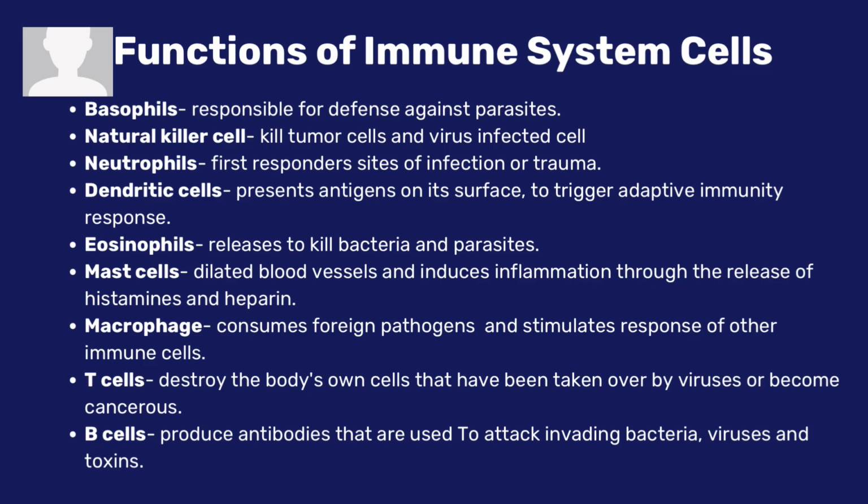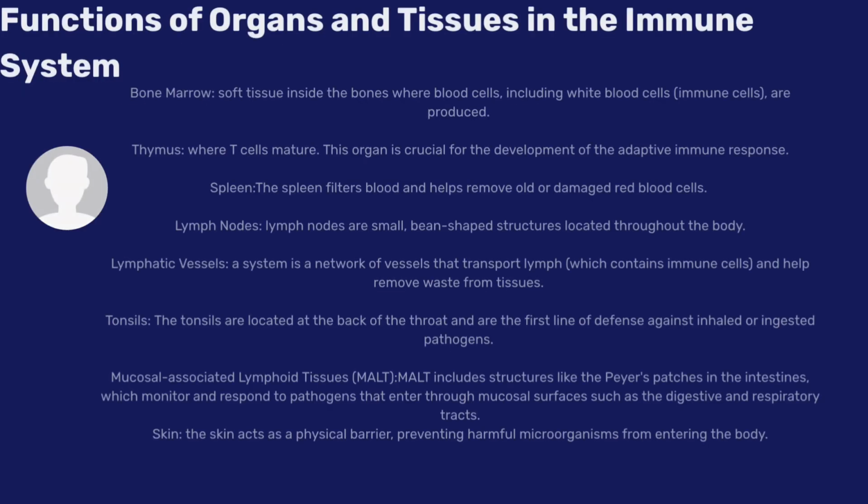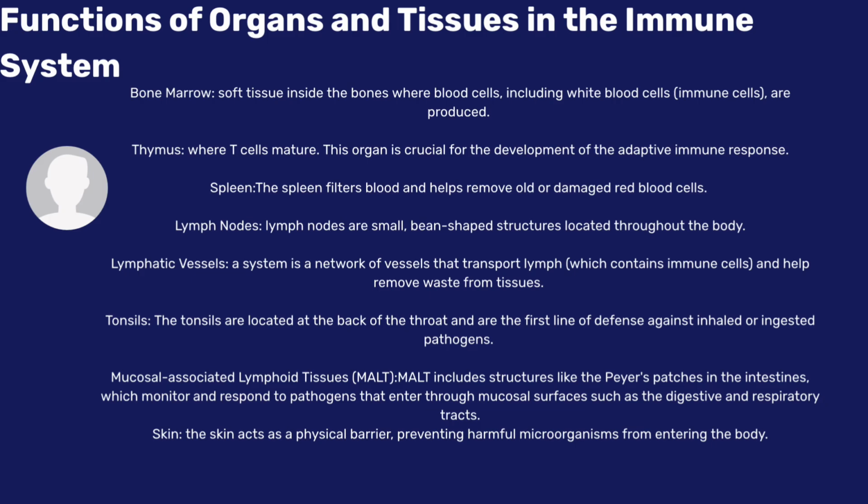We will now look at the organs and tissues in the immune system. The immune system consists of a variety of organs and tissues that work together to protect the body from harmful pathogens such as bacteria, viruses, and other invaders. The main organs and tissues include the bone marrow.